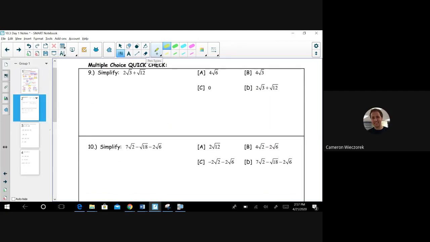Okay, so a couple of quick checks, multiple choice. I would say let's have you try the problem first. Before you even look at the answer options, just try to simplify the problem yourself first and then scan the answers and see if you spot one of the ones that shows up. Okay, and then I'll walk you through these. So pause me, try out number 9, try out number 10, and then I'll walk you through how to do these.